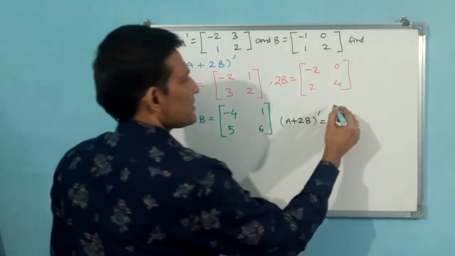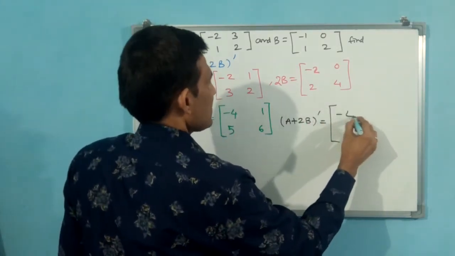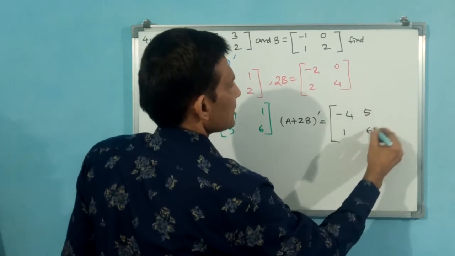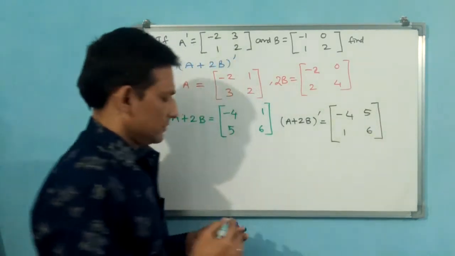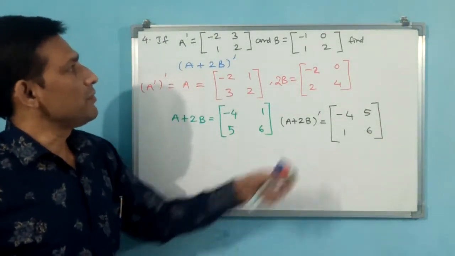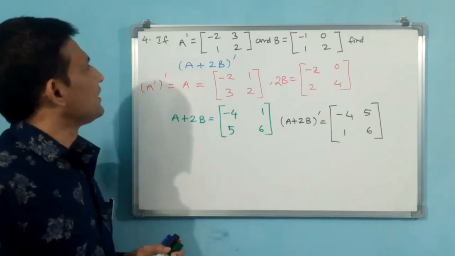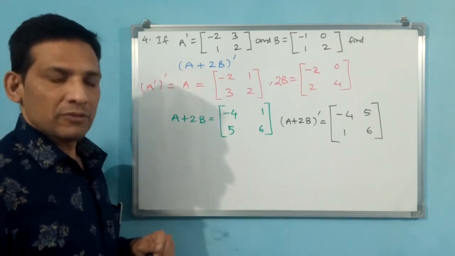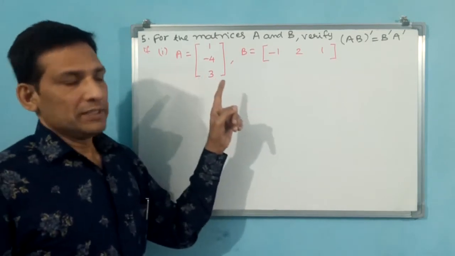Okay. Transpose this. Minus 4, 1, 5, 6. Okay. This will be your final answer. Shall we go for the fifth question? Okay. See the fifth question.